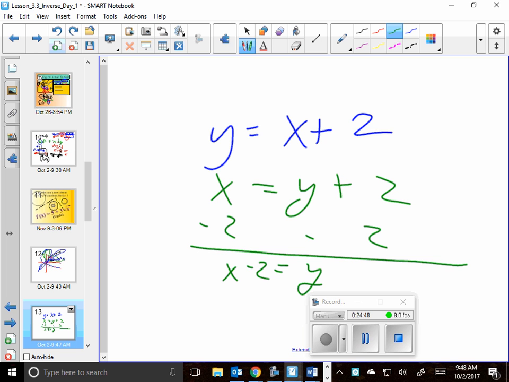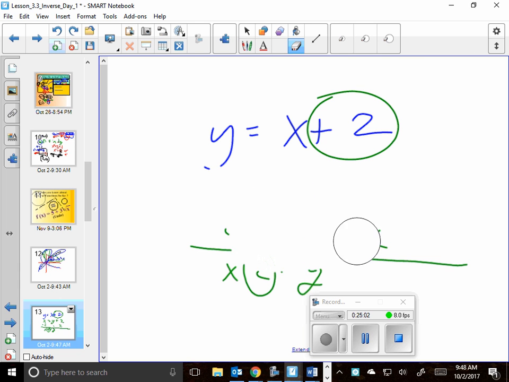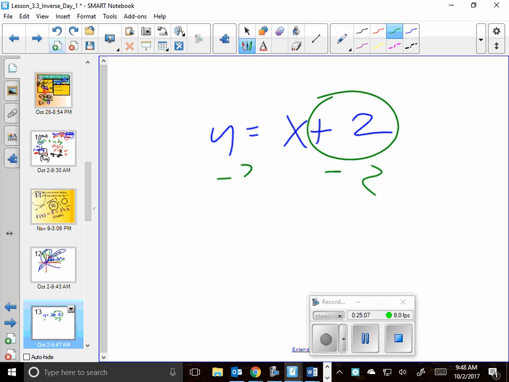The green one and the blue one, they're different. Here we had plus 2. What's the inverse of that? Minus 2. But it's important that you not just think, oh, I'm going to change it to y equals x minus 2 because I'm just going to subtract 2. Like, don't do that. That's not what happens with inverses.